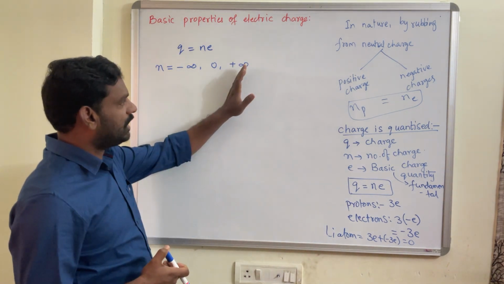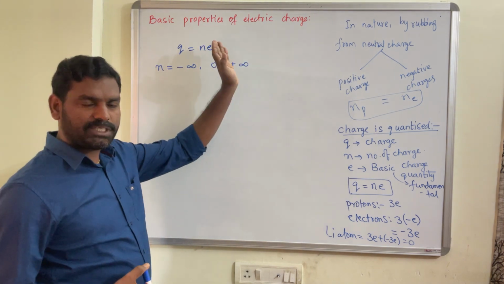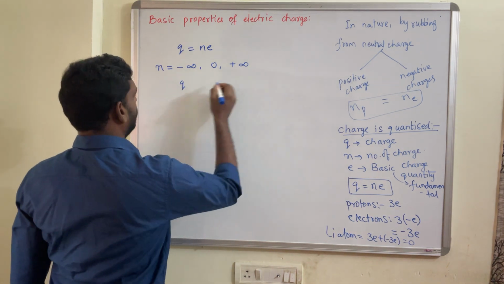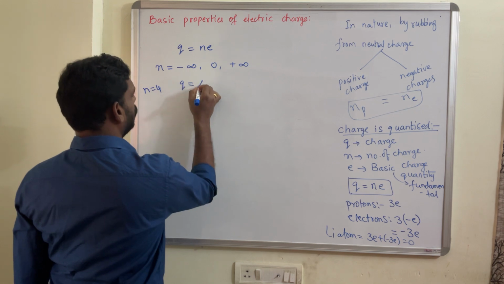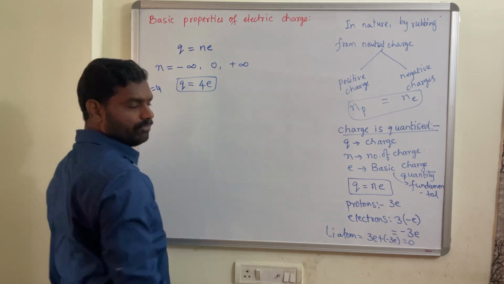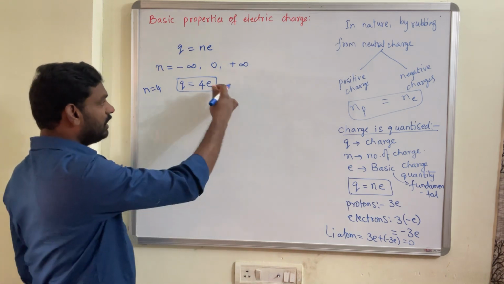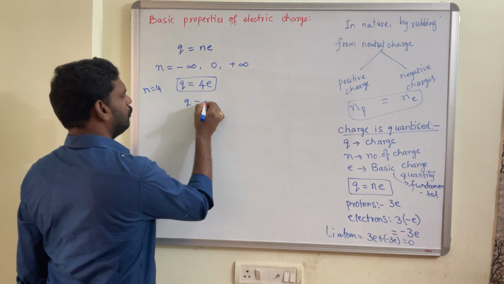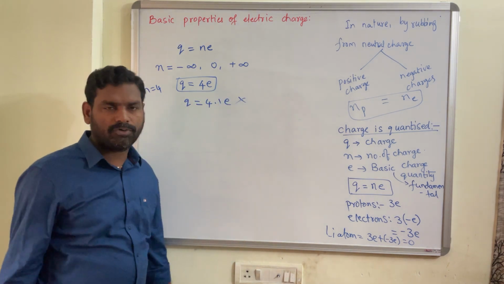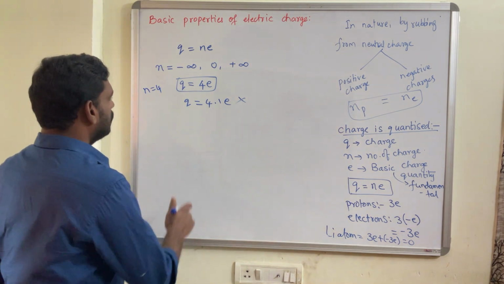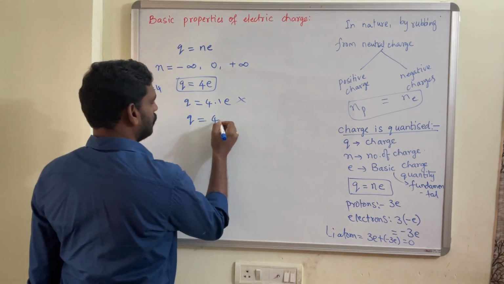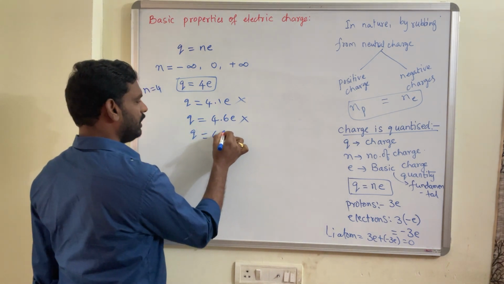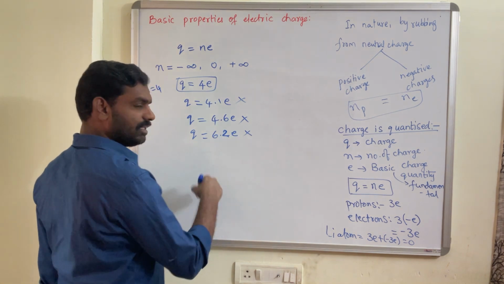Why can it take positive values? Because positive charges exist and negative charges also can exist. That means if N is equal to 4, then Q is equal to 4 into E. Quantization means only integral multiples of the fundamental charge exist. Can Q equal to 4.1 E exist? No, because 4.1 is not an integer. And Q equal to 4.6 E? Does not exist. Q equal to 6.5 E or 6.2 E? No.